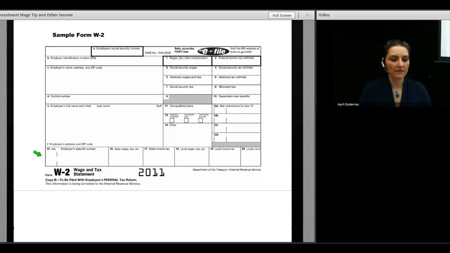Across the bottom, we have state information. Some states have nothing here because there is no state income tax. So for example, if you come from Texas or you come from Washington State, those are examples of states that don't have a state income tax. So very often the entire state line is empty. But most states do assess income tax of some kind and will have state information entered here.